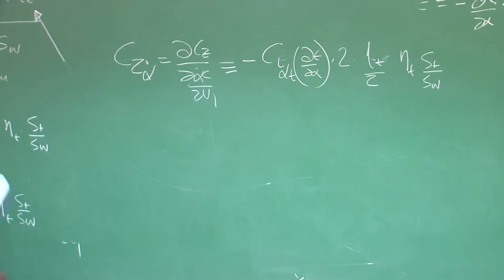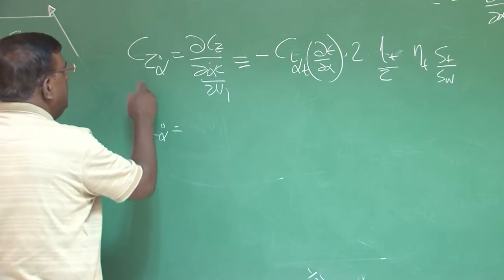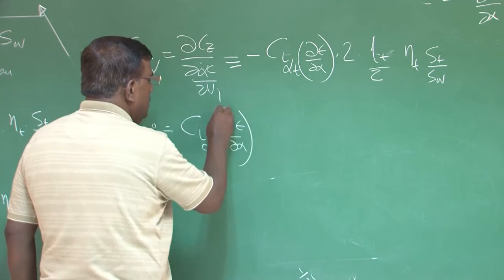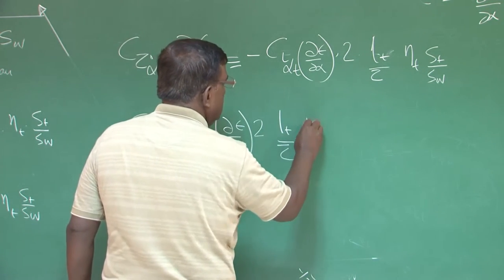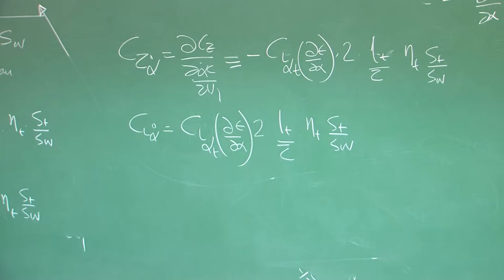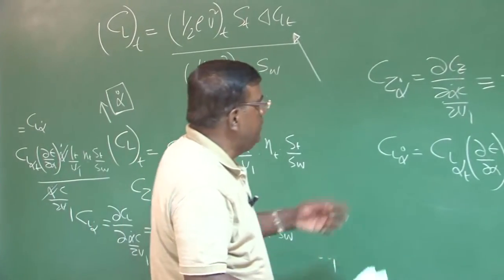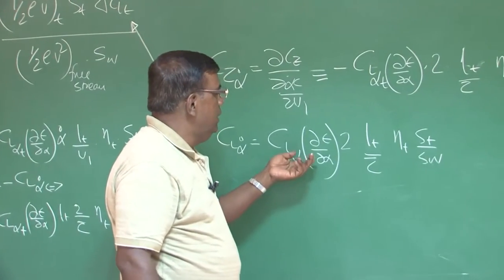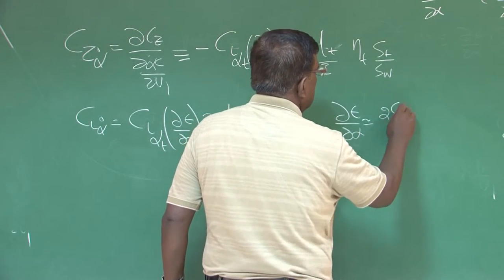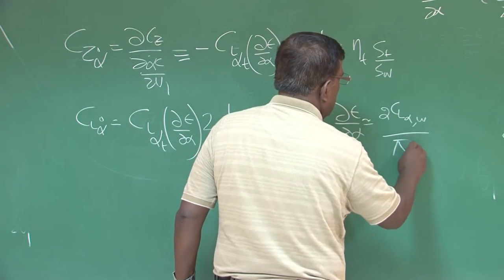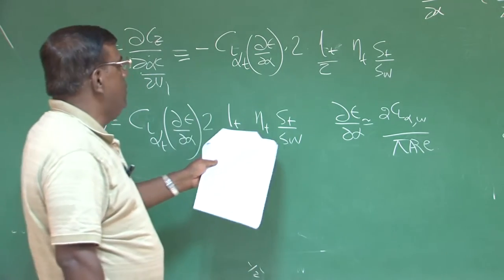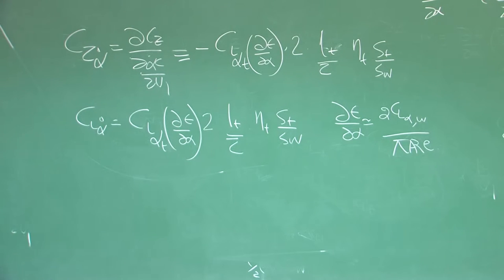Now, it's imperative that from here, if you see this CL alpha dot, which is nothing but minus CZ alpha dot, that will be CL alpha tail d epsilon by d alpha into 2 into LT by C bar into neta T, ST by SW. You see the minus sign is no more here because CZ alpha dot is minus CL alpha dot, right? And let us see how to compute this. CL alpha tail, we know, once we know the tail. d epsilon by d alpha for low speed can be obtained by CL alpha wing by pi aspect ratio E, or you can get this value through wind tunnel testing. LT, you know, neta T, you know, ratio of dynamic pressure. So everything is known.